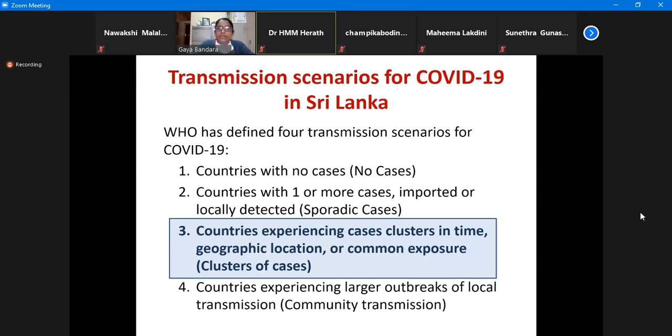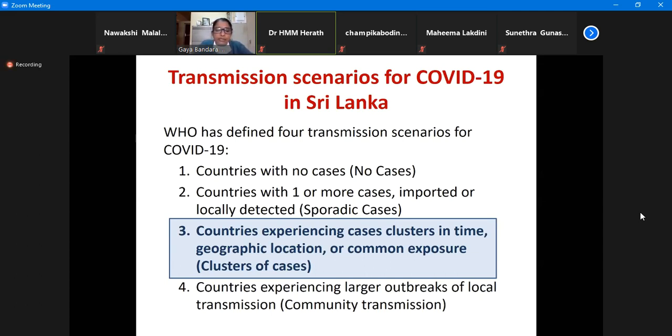And a little bit about the transmission status of COVID-19 in Sri Lanka. The World Health Organization has defined 4 transmission scenarios for COVID-19. In the first scenario, it includes countries with no cases. And in the second scenario, it includes countries with 1 or more sporadic cases. That means either imported or locally detected isolated cases.